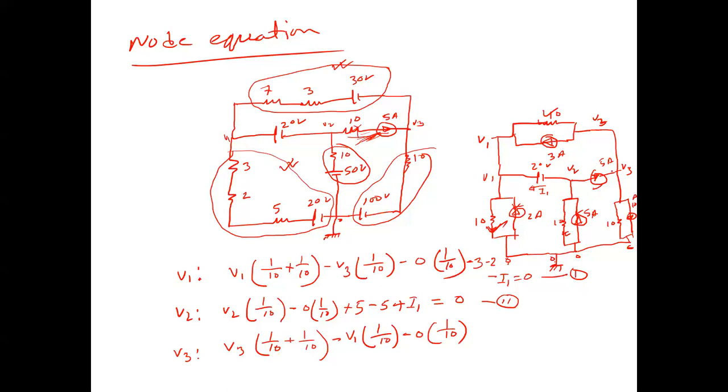Now current. Outgoing current means V3 outgoing. Outgoing means positive, incoming means negative. So outgoing, plus this current 1 plus 3 ampere. And this current is incoming, minus, incoming means minus 5 ampere. And this current is outgoing 10, plus 10. So this is equal to 0.